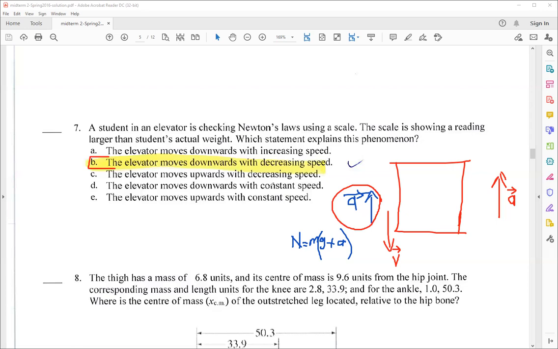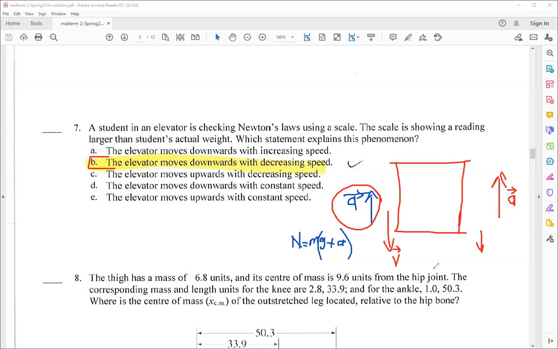So that will be feeling lighter, okay? Option C, elevator moves upward with decreasing speed, okay? So here, the acceleration will also be pointing downward, okay? And then option D, elevator moves downward with constant speed.